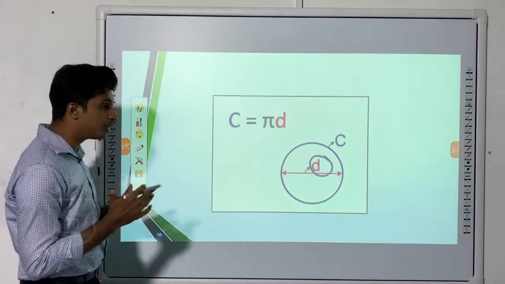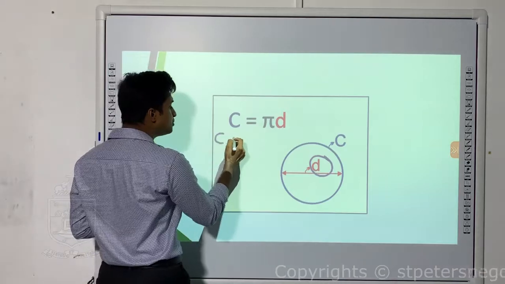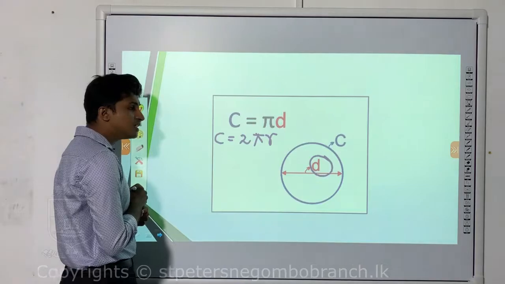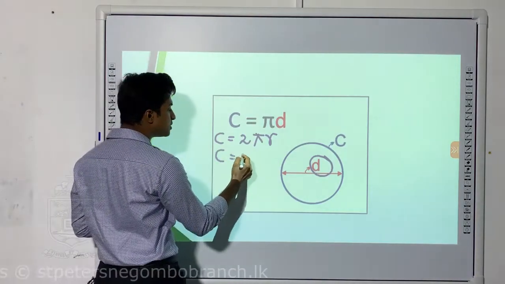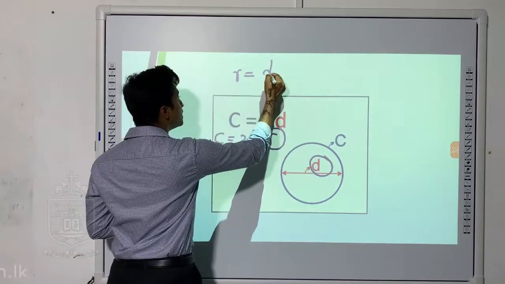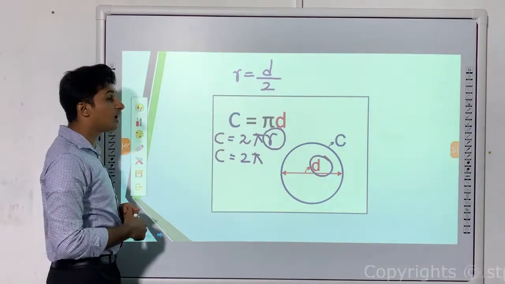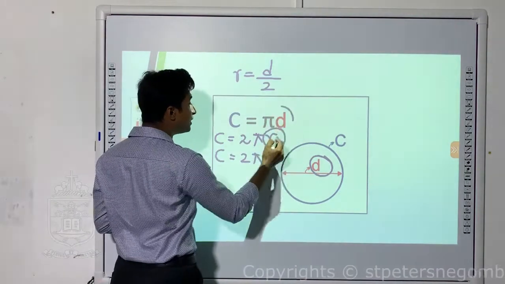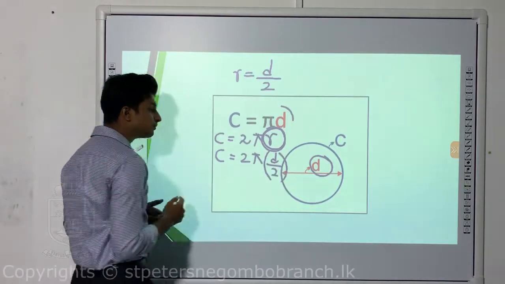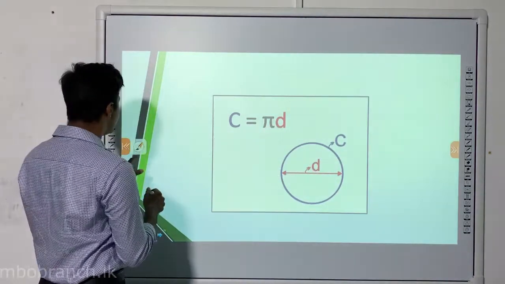But even if you have been given the diameter, you can still use C equals 2 pi r. The reason is that the radius is always half of the diameter. So instead of putting the radius, you can use d divided by 2.